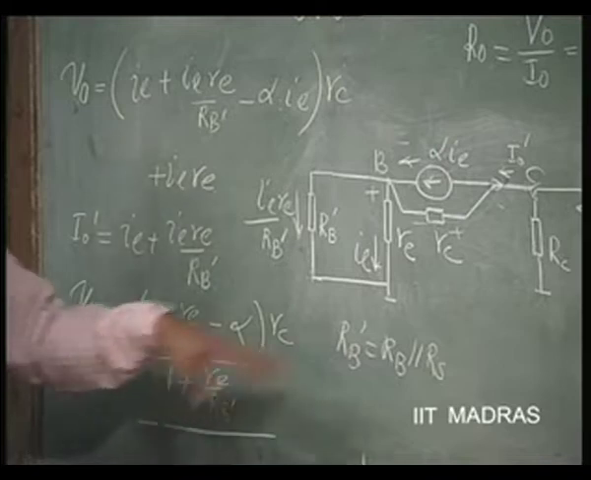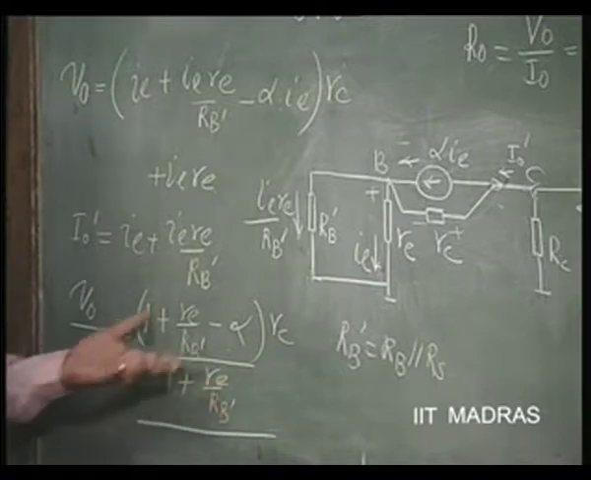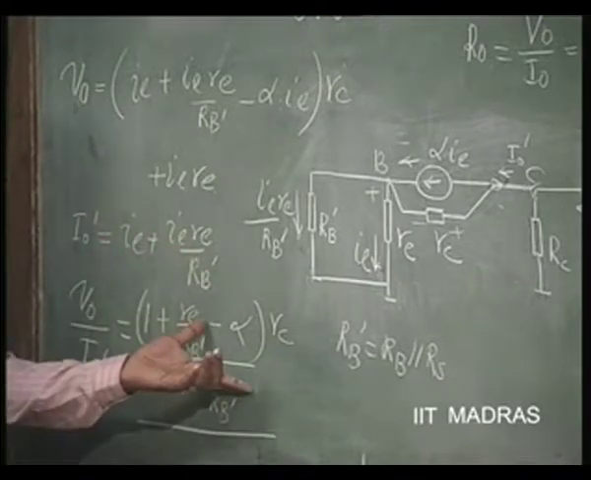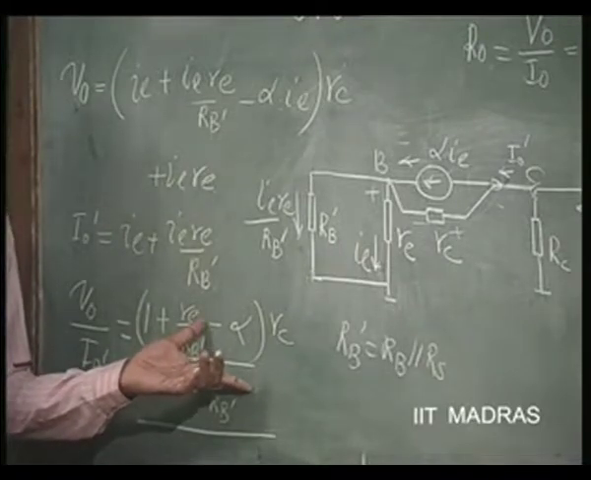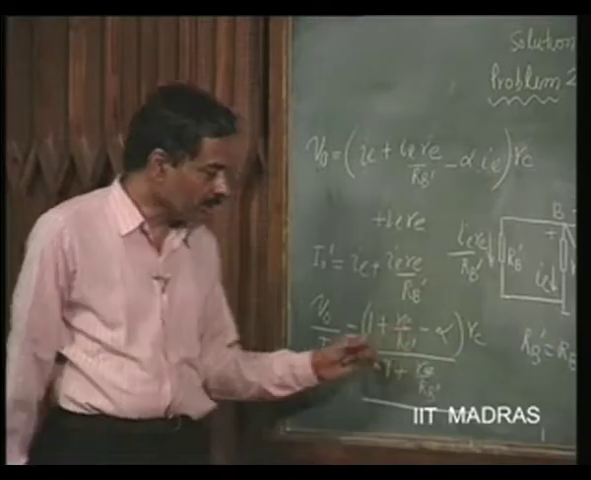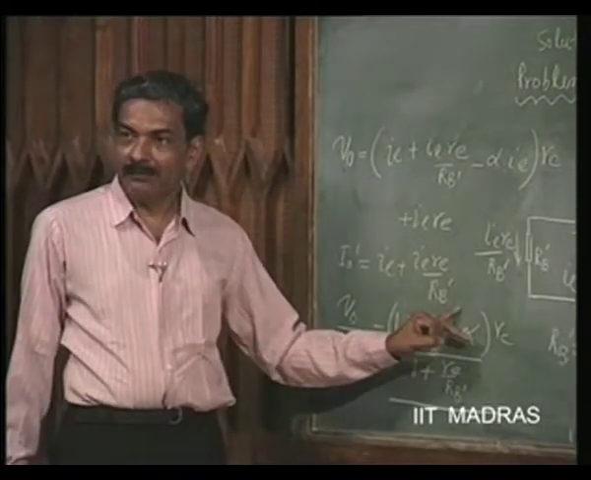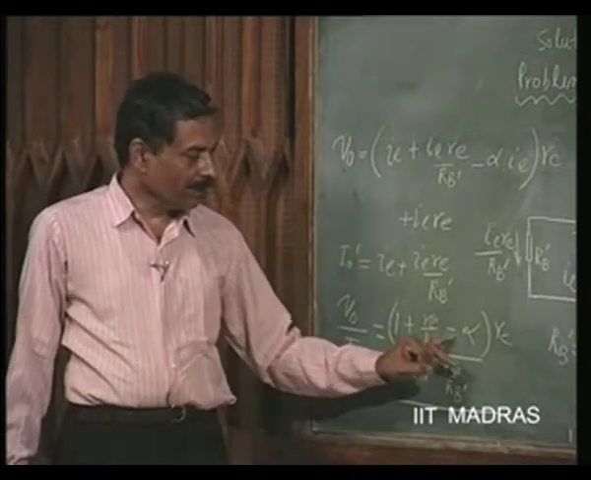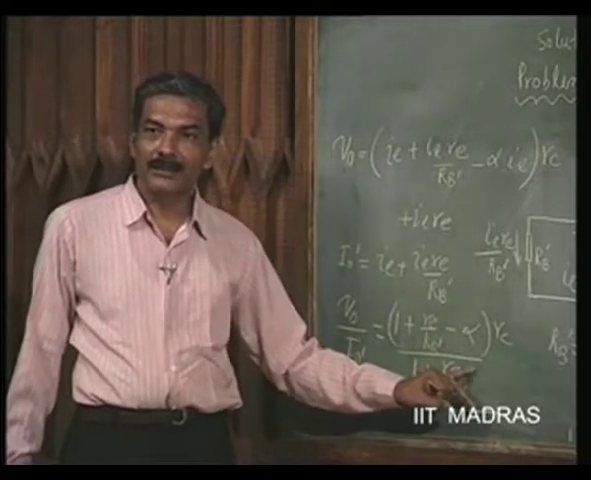Suppose we have a resistance in series with the emitter, then you will simply say R E plus capital R E. So the nature of the expression remains essentially the same for a general common emitter amplifier or any amplifier with impedance seen from the collector. Is this point clear? The impedance seen from the collector is always equal to (1 plus (R E plus capital R E) by R B dash) minus alpha into R C, divided by (1 plus (R E plus capital R E) divided by R B dash).